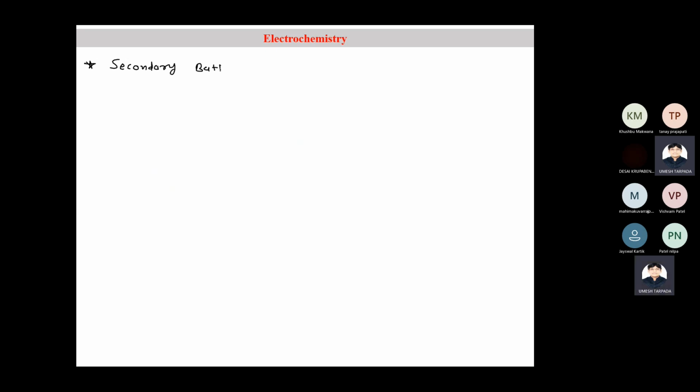This cell reaction was asked in the NET exam. Write down the reaction or identify which reaction takes place at anode or which reaction takes place at cathode. So a very good example of secondary batteries is the lead storage cell.